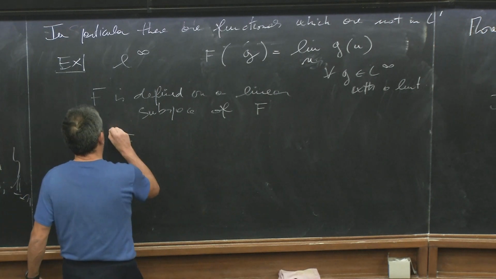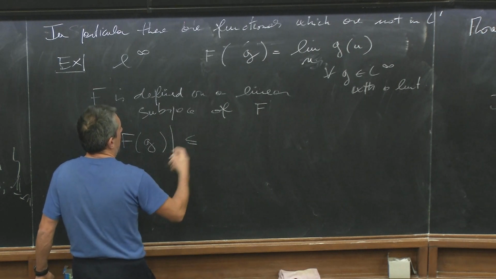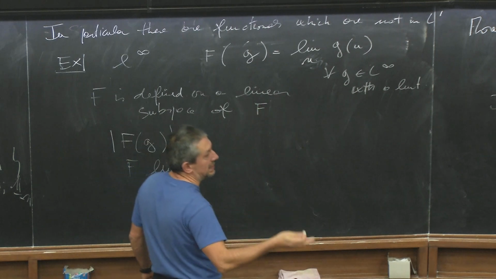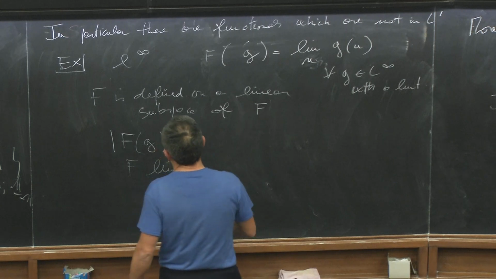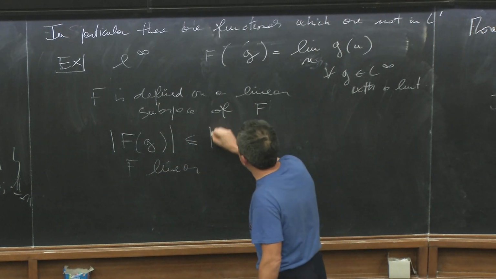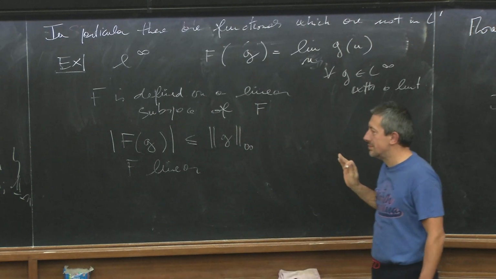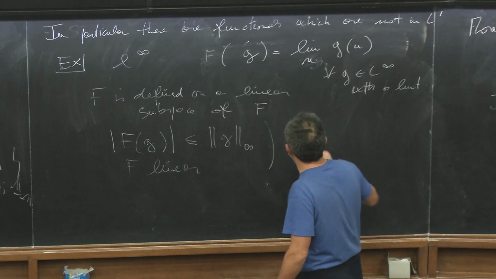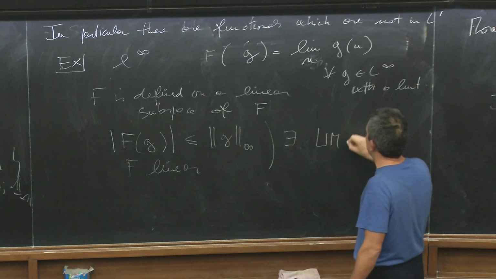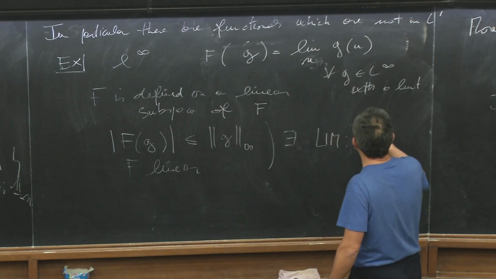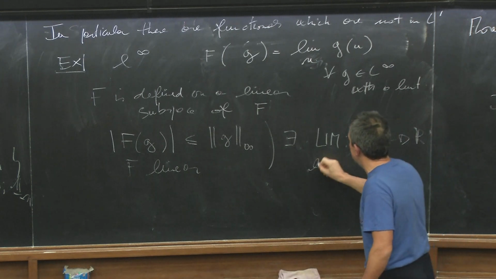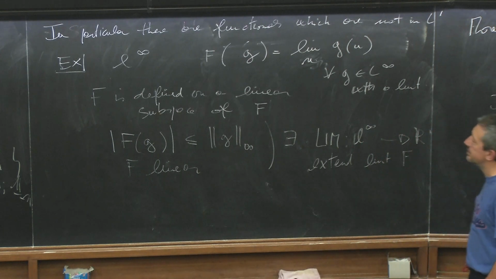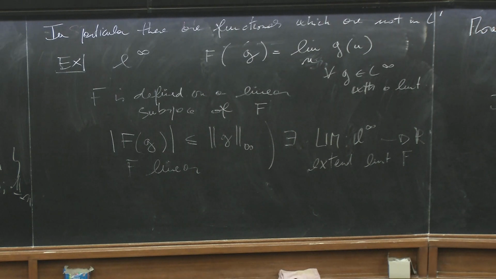So moreover, F is linear. That's trivial because the limit is linear and continuous. So F(g) is less than or equal to the norm of g, clearly, by definition of the infinity norm. So there exists an extension, which we call lim, which maps L infinity into R, and which extends the limit function. By Hahn-Banach, I have an extension.